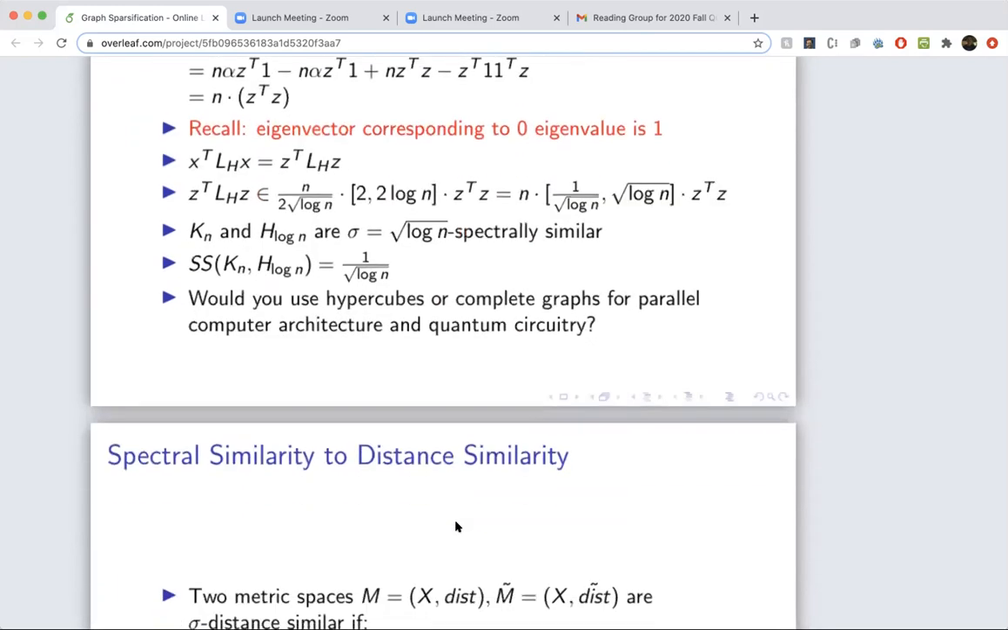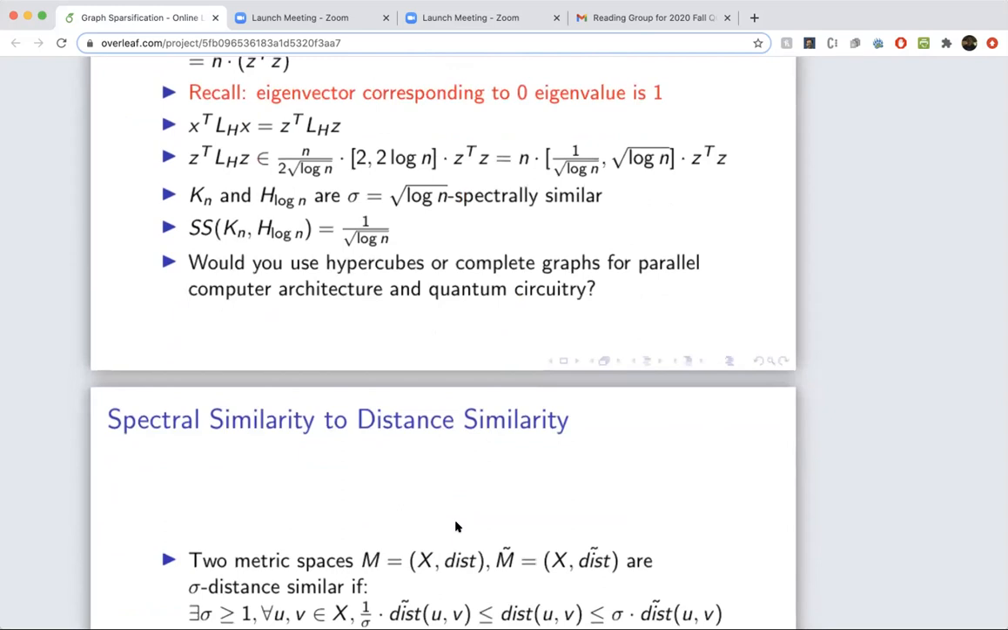And so I just wanted to pose a question. This is kind of an application of this result that we've just derived. Would you use hypercubes or complete graphs for parallel computer architecture and quantum computer circuitry? And why might we use one over the other?